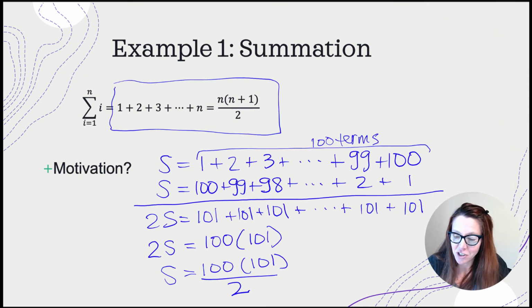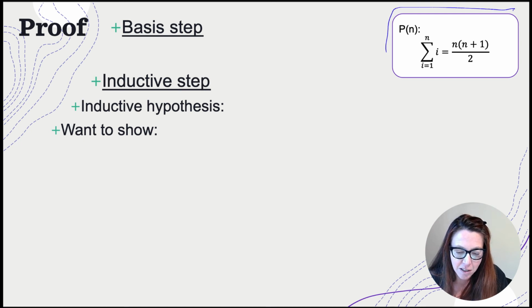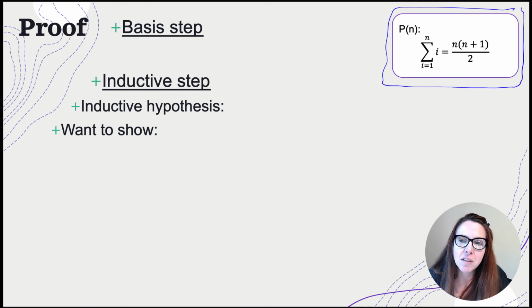So that's a motivation, but let's start. And so what we're trying to show is right up here. P(n) is the sum of the first n digits is equal to n times (n+1) over 2. So the basis step is showing that P(1) is true, because we want this for n equals 1, 2, 3, 4, 5. So our base in this case is n equals 1.